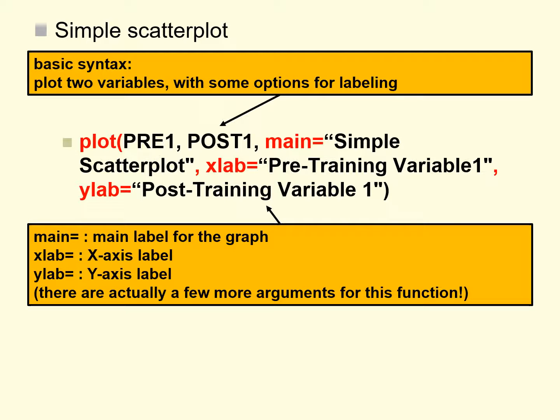The syntax to pay attention to is that plot asks for two variables, pre1 and post1 in this case, and then has some additional arguments which are essentially options for labeling. I've highlighted or explained some of them here. You can put a label on the graph, you can label the x-axis and the y-axis, and there are actually a lot of other things you can do, but these are the most obvious ones that you would probably want to do.